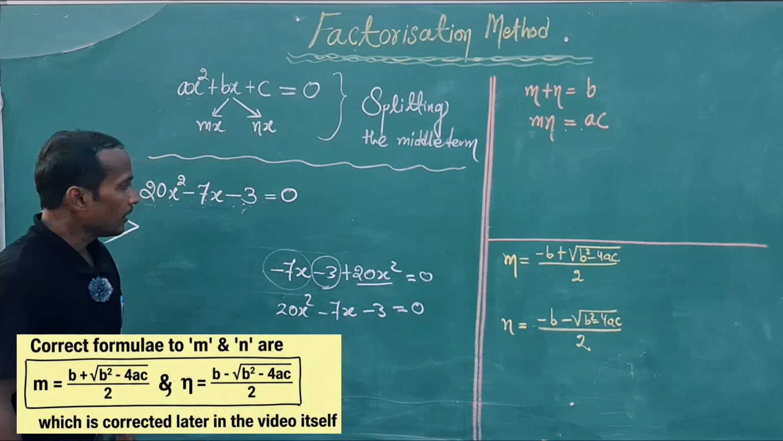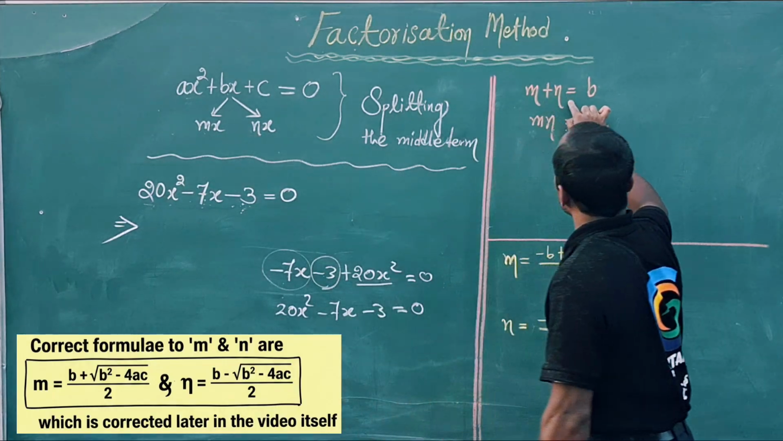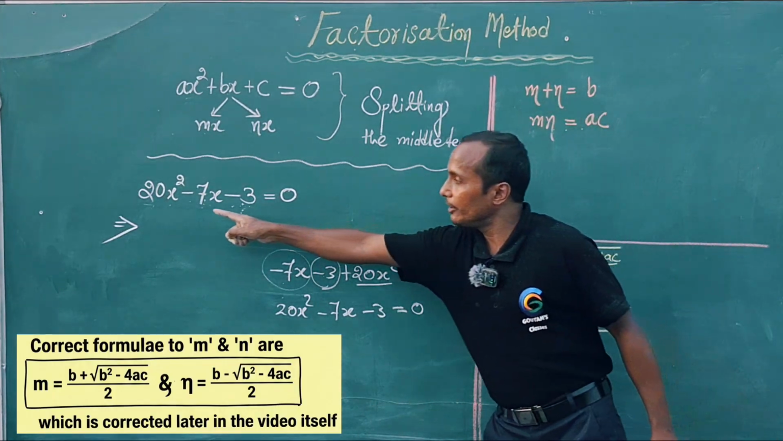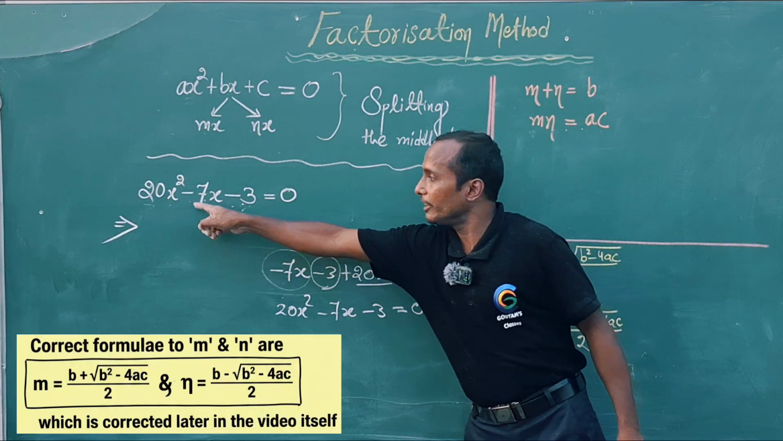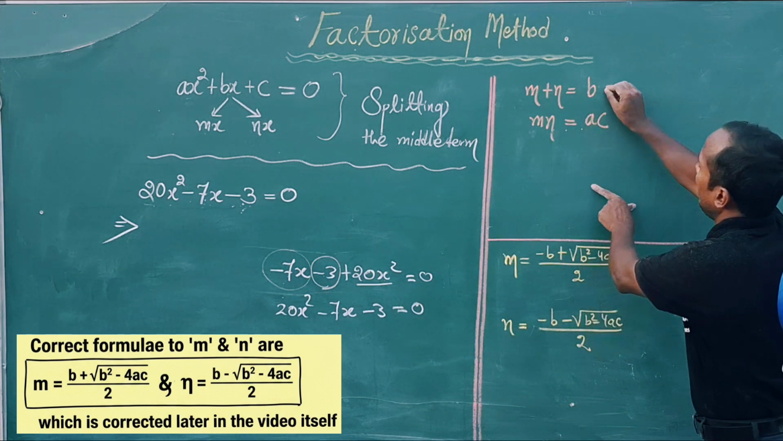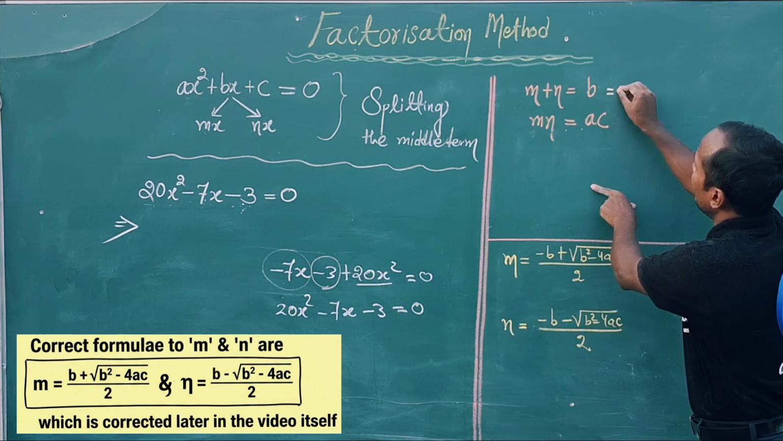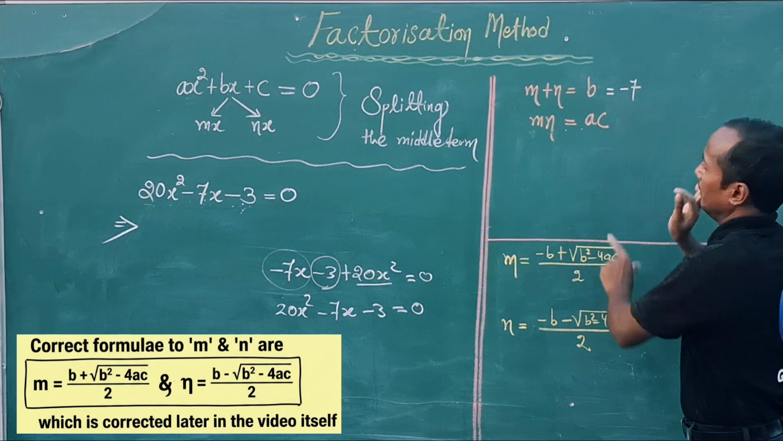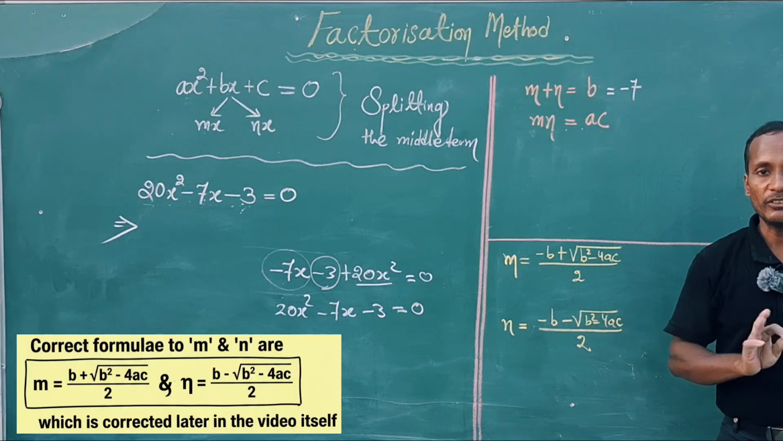So let's go for it. As I have written here, m plus n should be equal to b. Who is b in this particular quadratic polynomial? It is minus 7. So m plus n has to be equal to b, meaning minus 7.